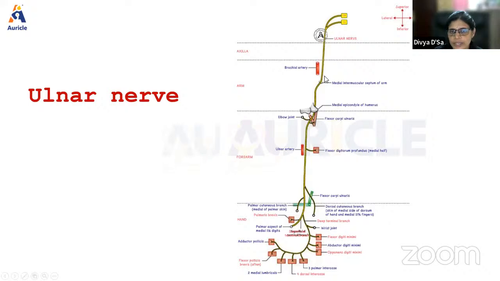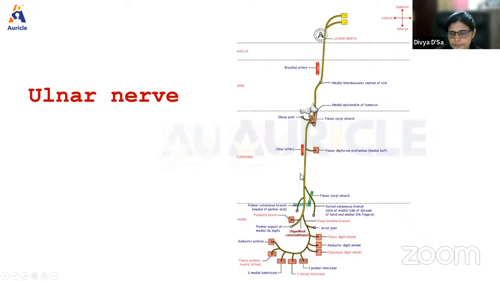nerve. So in the arm, it will be running medial to the brachial artery. There it pierces the medial intermuscular septum, goes posteriorly to the posterior compartment, and near the medial epicondyle it winds around there, and then it again pierces the septum and enters the anterior compartment. There it will be passing between the two heads of the flexor carpi ulnaris muscle, and then it runs in the forearm.